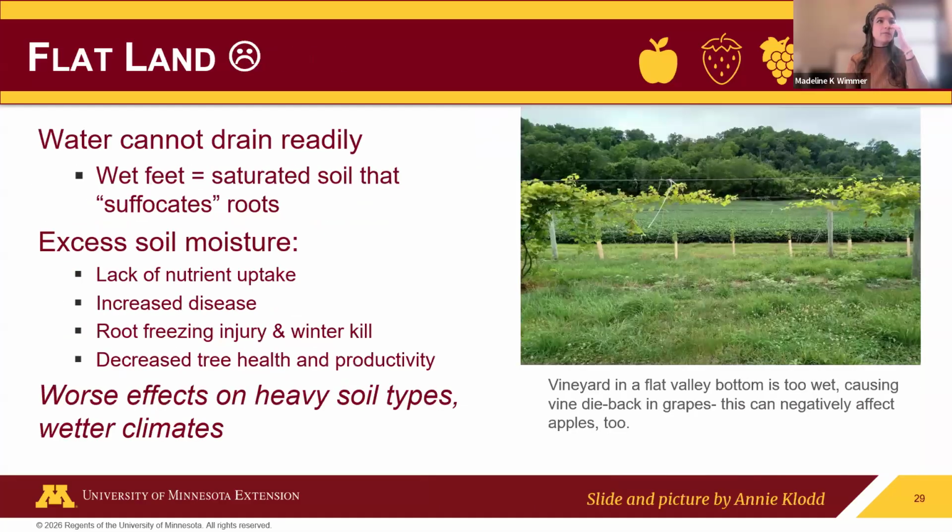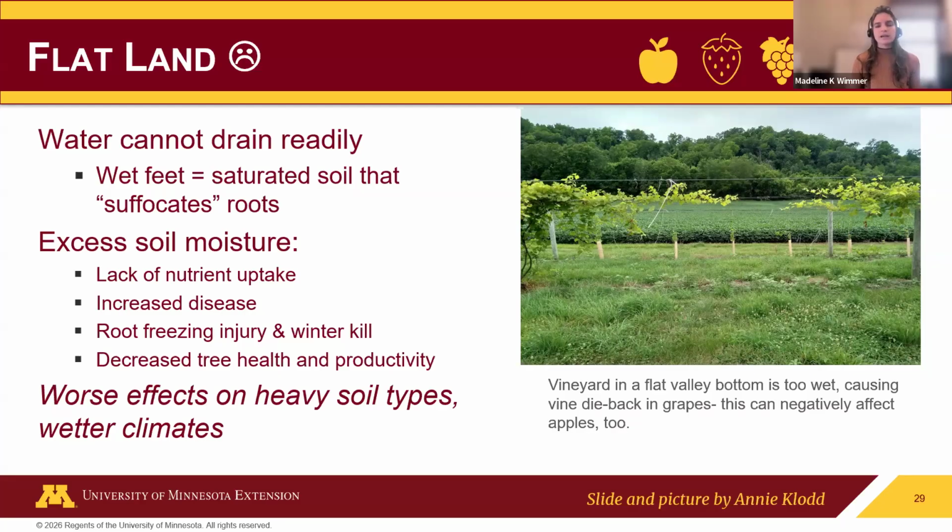Flat land is sort of a depressing component of a site for fruit crops. Especially flat land with soil that's very dense and doesn't drain as well, heavy clay soils, is going to lead to what we call wet feet. So that saturated soil can suffocate roots, and that's not really helpful.